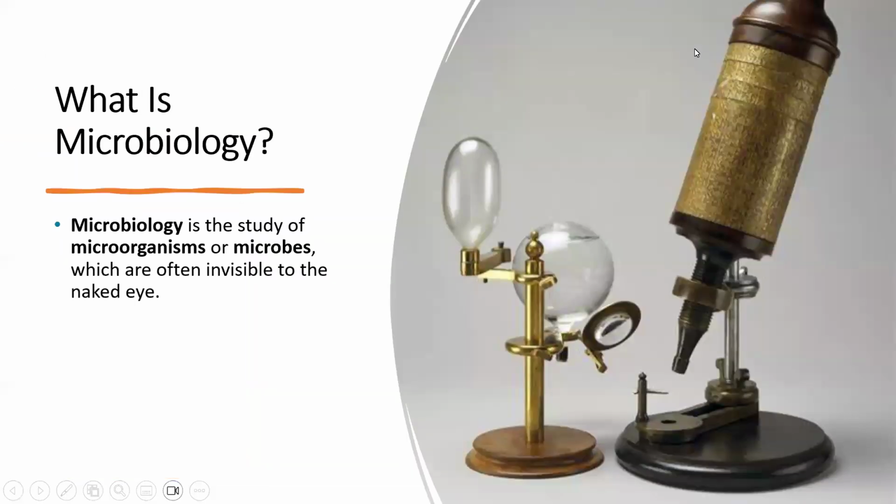And so if we start off with this big question, what is microbiology? It's the study of microbes or microorganisms. And usually, but not always, these are invisible to the naked eye and require the use of a microscope to see. Here on the right-hand side, we see two early microscope examples that would have been used to view microorganisms for the first time.